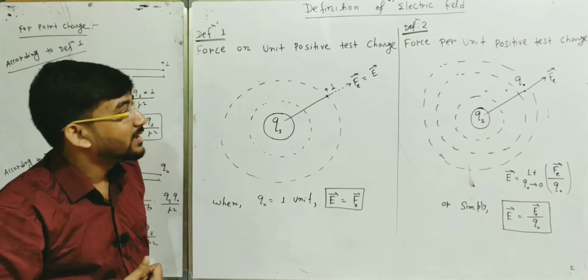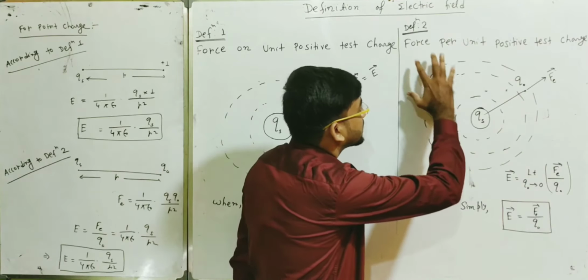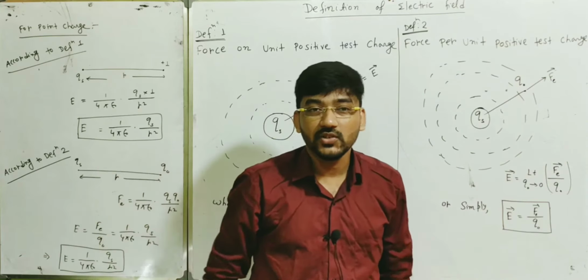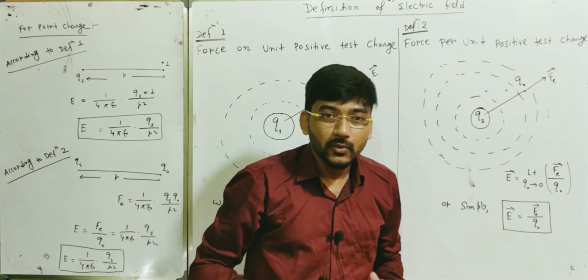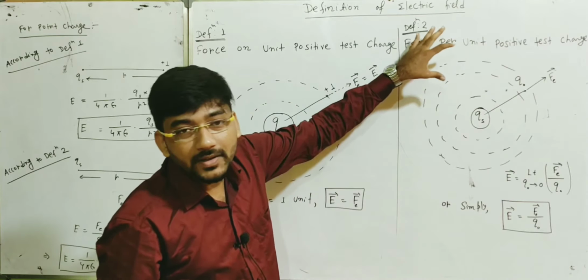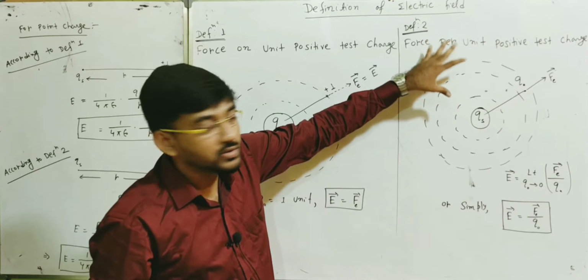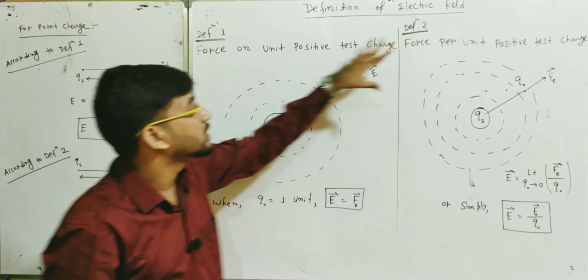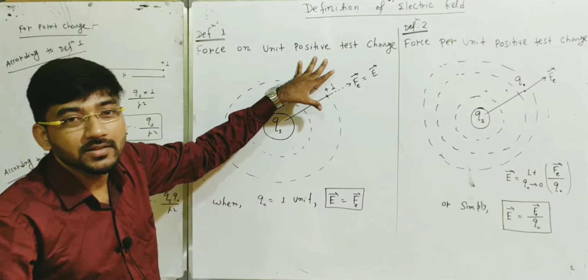But on the other hand, sometimes you can see that some textbooks use this definition, that is force per unit positive test charge, and we will understand that this is better and more correct. Actually this is the correct definition of electric field that we should use, not this. We will understand it a minute later.